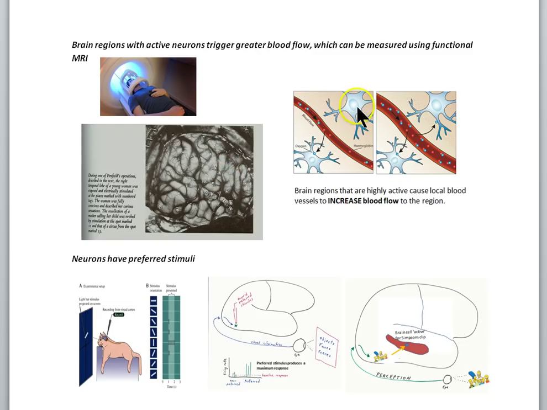Here we see in this picture, if these two neurons were to become active because they're processing information, they will signal the local blood supply to increase the flow of blood. So the blood vessels bring more food and oxygen, and that blood flow change is detected by the fMRI machine. So fMRI does not measure brain cell activity directly. It's measuring blood flow as a substitute for brain cell activity.